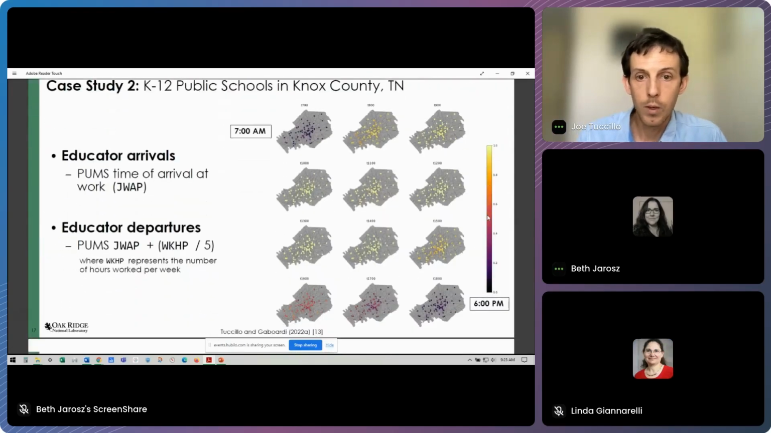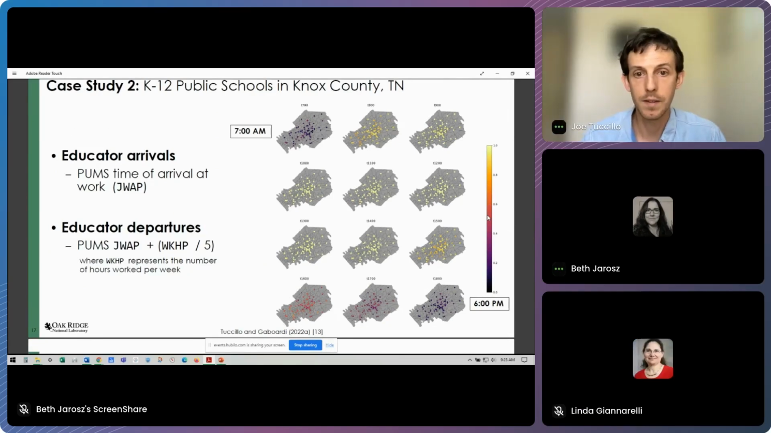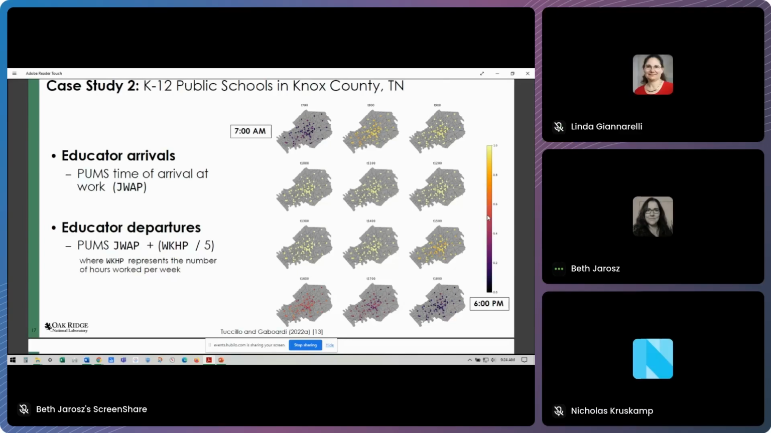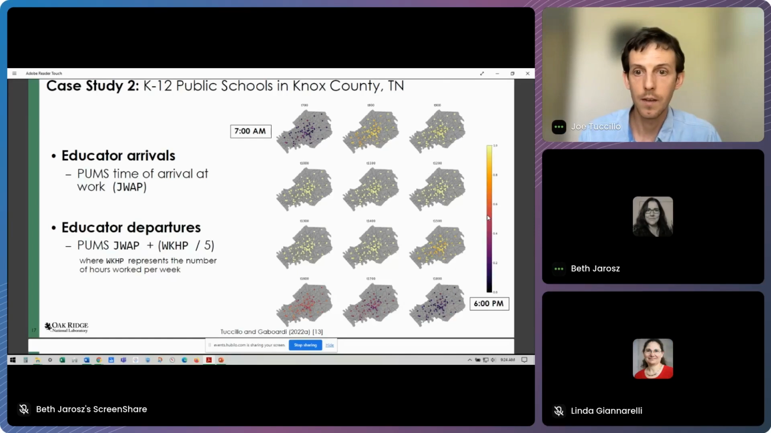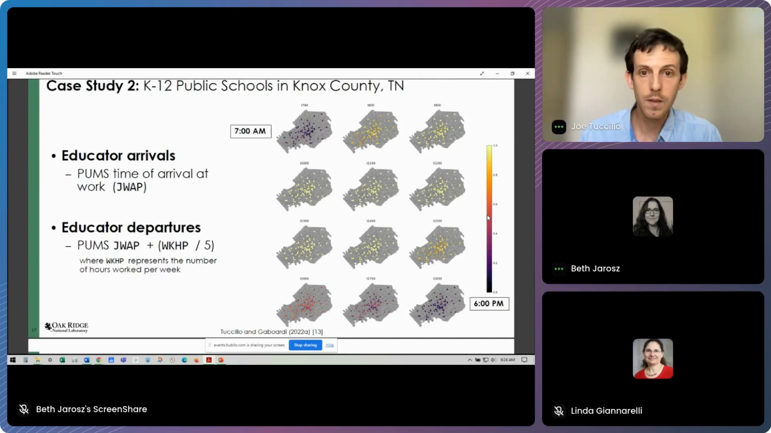We also examined facility occupancy of the same schools in Knox County for workers, in this case, educators in public schools, by linking the PUMS attribute for the time of arrival at work to each agent, and then incrementing it by the linked hours worked per week divided by 5, assuming a typical 5-day work week. And when we do this, we can begin to pick out different temporal dynamics in facility occupancy.